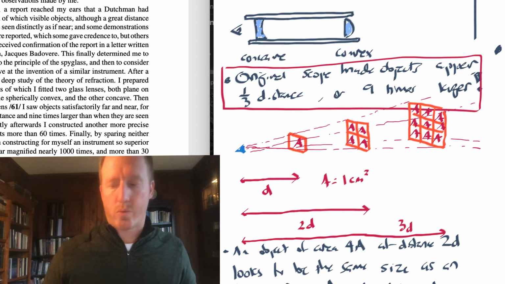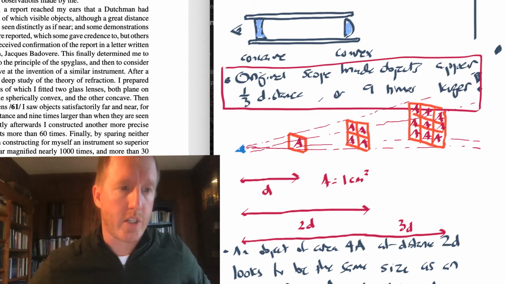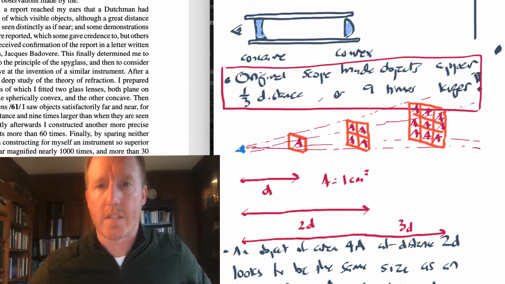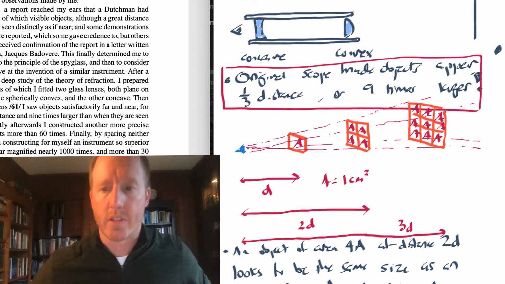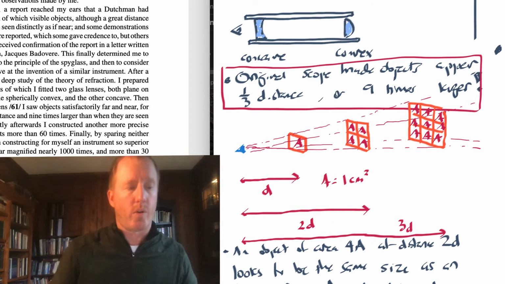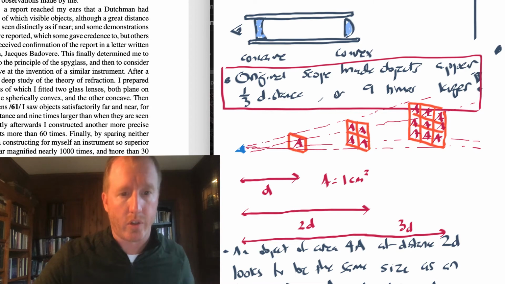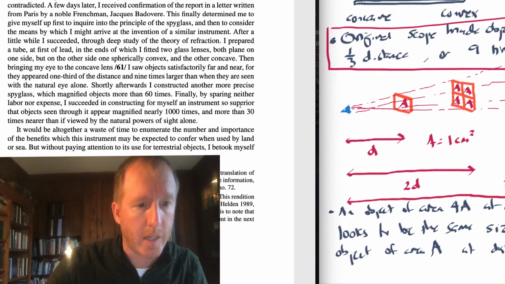Okay, so that's what he's saying here about the relationship between the apparent size of an object and the apparent distance of an object. And it's giving a sense of what the magnification of his telescope is. So let's jump ahead to the next page.